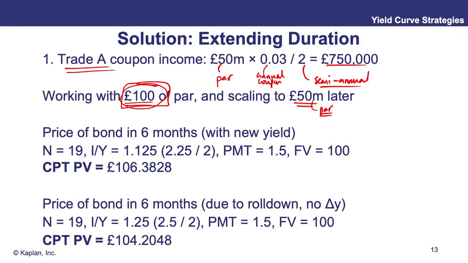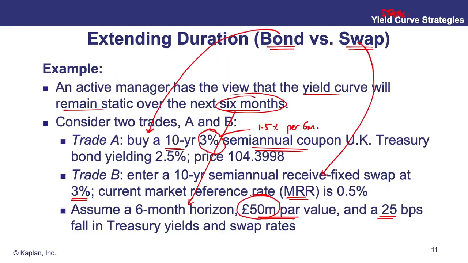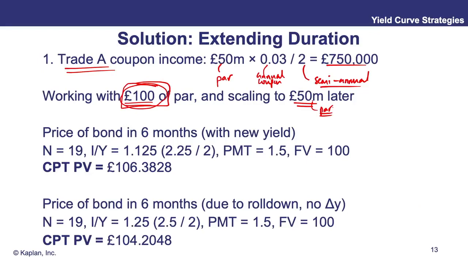Now, if we flick back a little bit, the price of the bond now is 104.3998. All right, that's the price of the bond now with 10 years to go. In terms of what we expect in 6 months' time, we need to think that in 6 months' time we're going to reprice the bond. It's only going to have 9.5 years left. With 6 months gone, it's got 9.5 years left, which is 19 semi-annual periods.